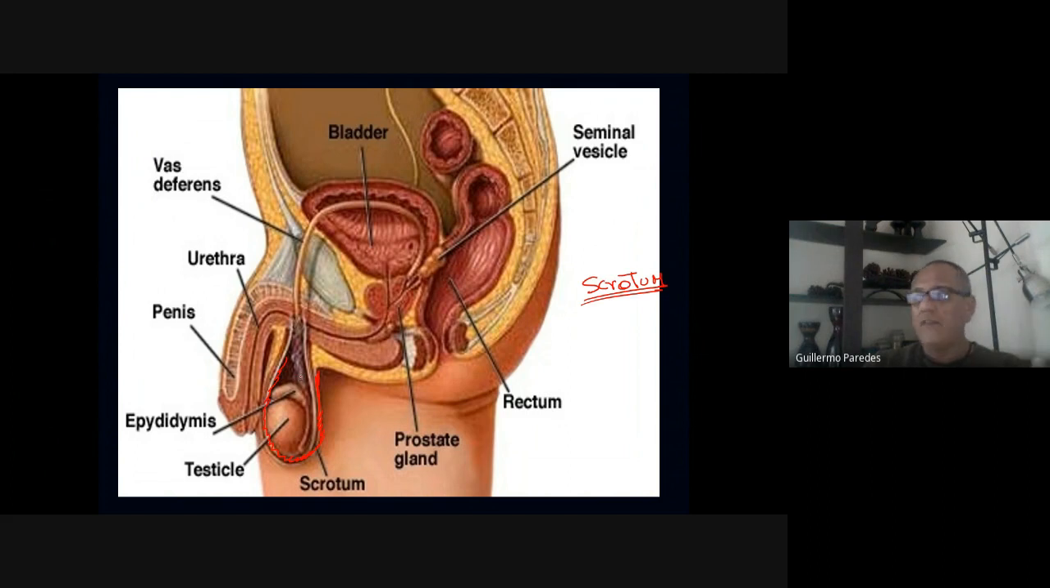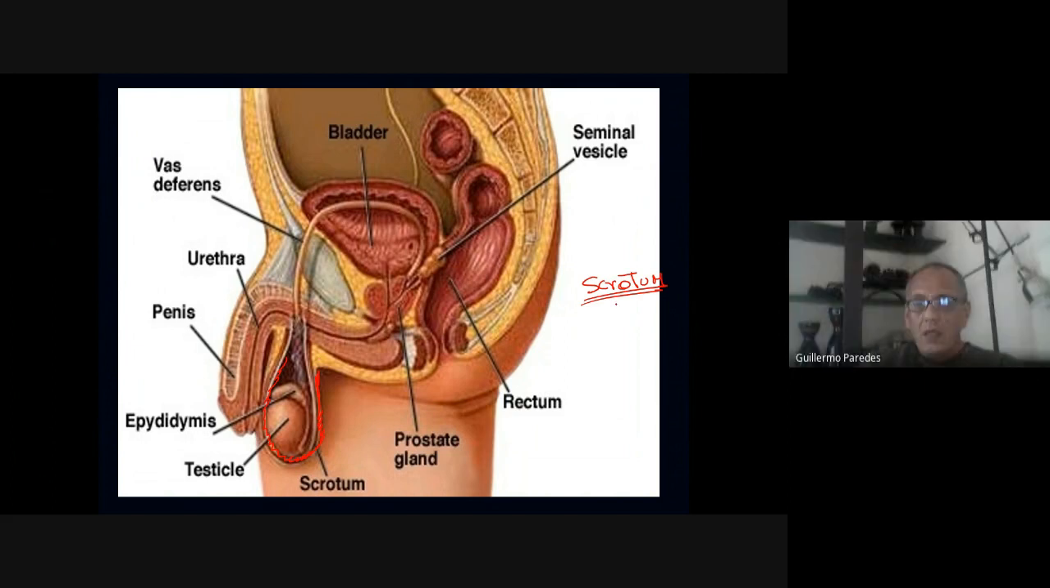Let's take a piece of bread and put it in a plastic bag. The bread is the testicle, and the plastic bag is the scrotum. So the bread is not the plastic, and the plastic is not the bread. Correct? All right. So the testicle is the testicle, and the scrotum is the surrounding tissue, the sac membrane, that is going to contain the testicles. You okay with that? Yes.